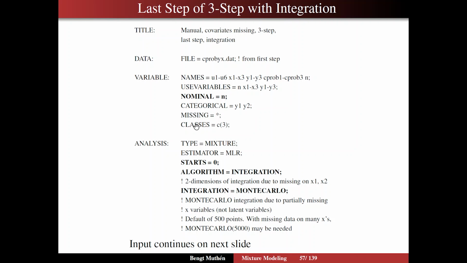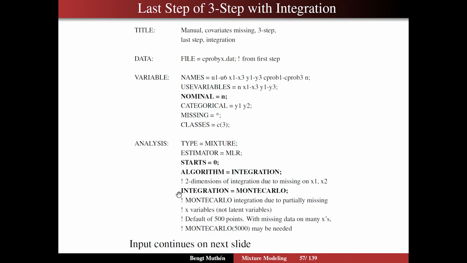3 classes, estimator MLR, and starts equals 0 because we're in the last step. And now we have to specify algorithm equals integration. And we're going to have 2 dimensions of integration here due to missing data on x1 and x2. x3 doesn't have missing data. So you can see that when you have many x's with missing data, you're going to get many dimensions of integration. It's going to be very heavy computations.